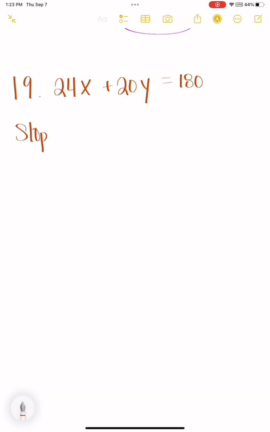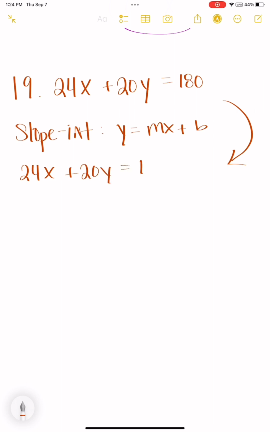And last but not least, we are converting our equations from standard form to slope-intercept form. This is what it should look like. We're going to make sure it's solved for y. Alright, so let's rewrite our equation. Again, this is in standard form. This is not what we want, though.